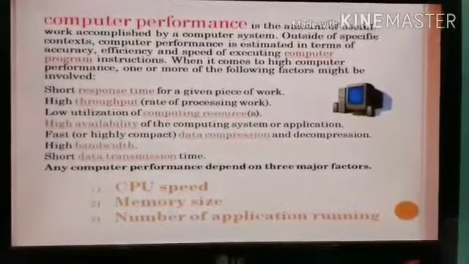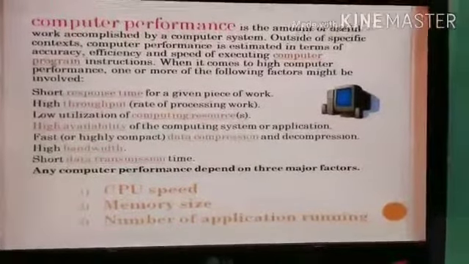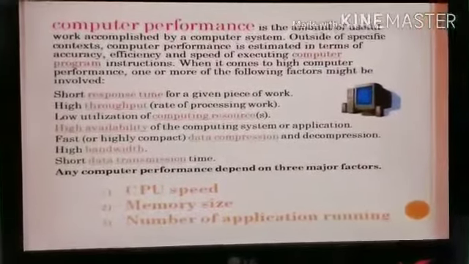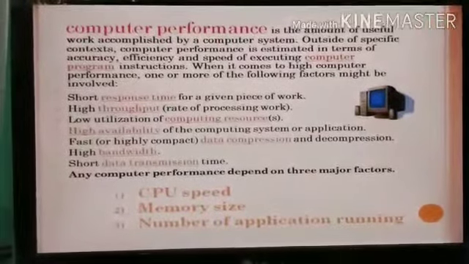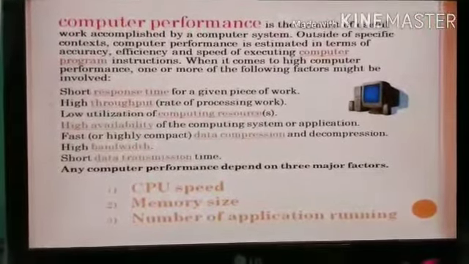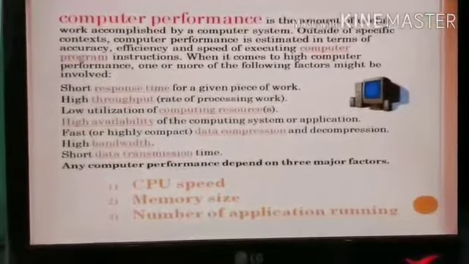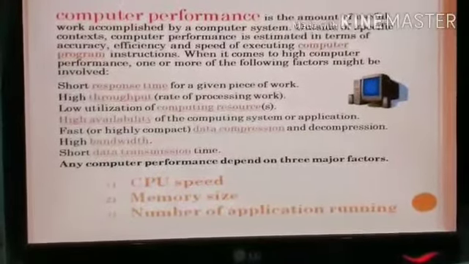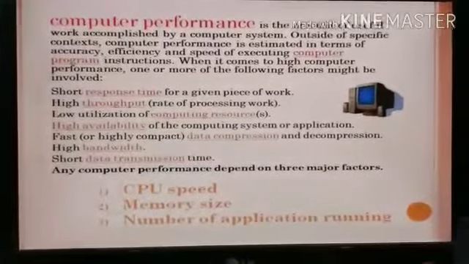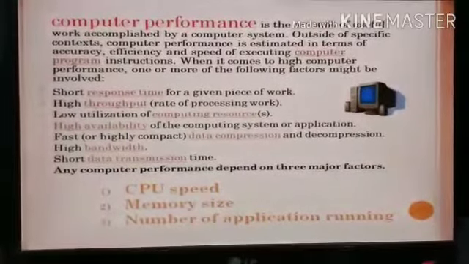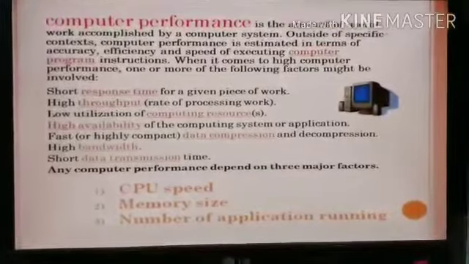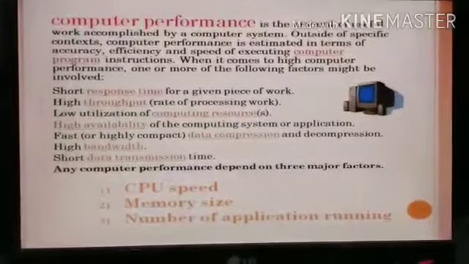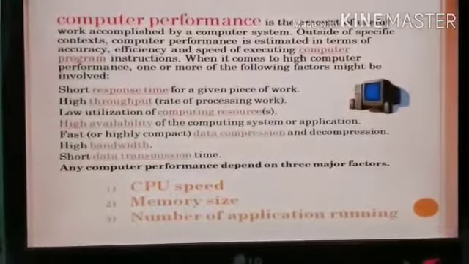Number 1. Short response time for a given piece of work. It means whenever you give any instruction to the computer, it must respond very quickly. Next, high throughput rate of processing work means the processing speed is very high. Next is low utilization of computing resources, which means the computer must use less electricity.